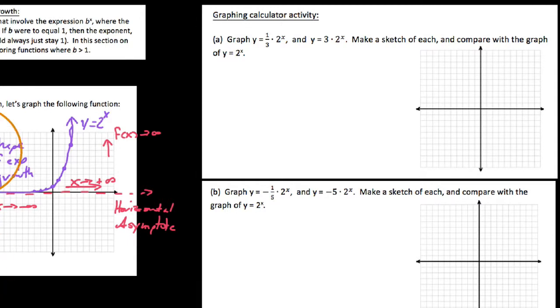Okay, so I would say that this happens with any exponential function. We could have y equals 3 to the x, and it would have a lot of the same characteristics of this graph right here, but mainly the same characteristic that I want to highlight here is that it has the horizontal asymptote at the x-axis.